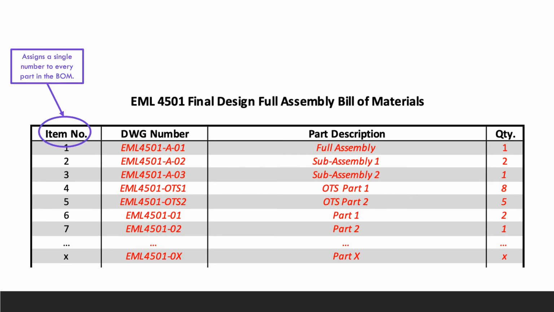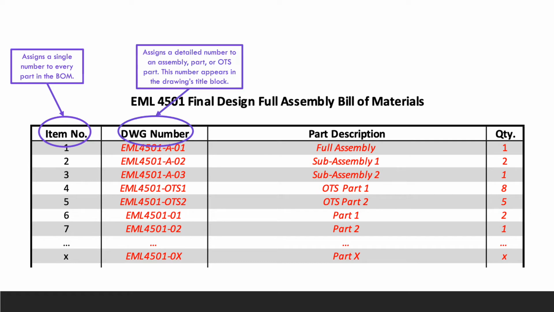First, we have the item number, which assigns a single number to every part in the BOM. These are also the numbers that will appear in the bubbles on your assembly drawings. It is important to remember that numbering does not restart from 1 on each assembly drawing. The bubble number pointing to a part should directly correspond to that part's number on the master bill of materials.